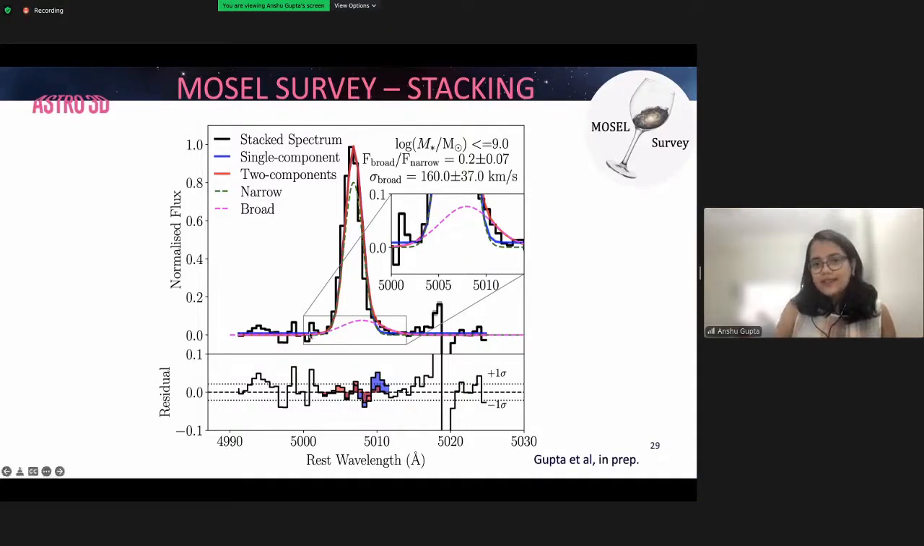You can see that there is a weak secondary component, which is this pink dashed line. It becomes a bit clearer in the residual plot. The blue residual is when we fit just a single component, meaning a single Gaussian. And there's a clear peak towards 5100 angstrom, which means that there might be another component that we need to add.